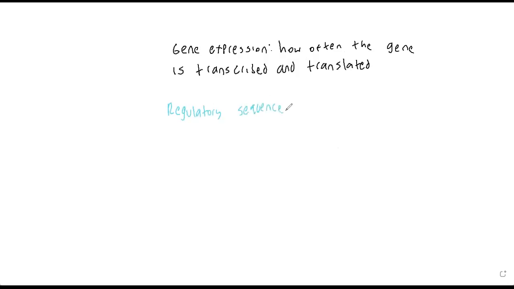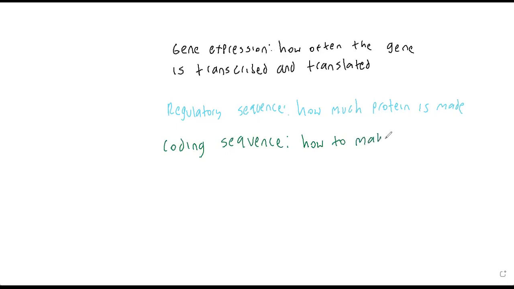So genes have two aspects to them. One is called a regulatory sequence, which determines how much protein is made. And then we have the coding sequence. The coding sequence determines how to make it. So genes have two sequences. The regulatory sequence controls how much and how often. The coding sequence states how.